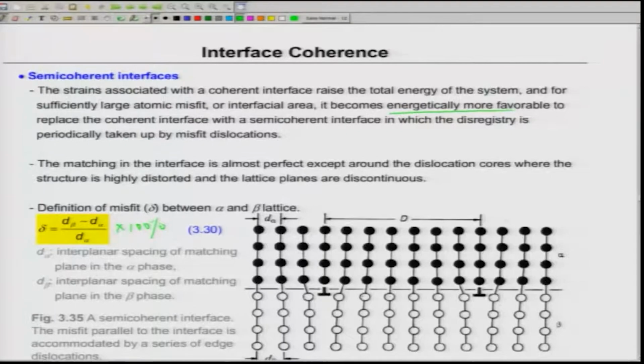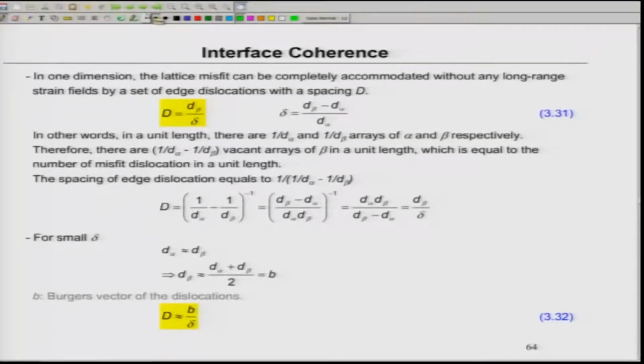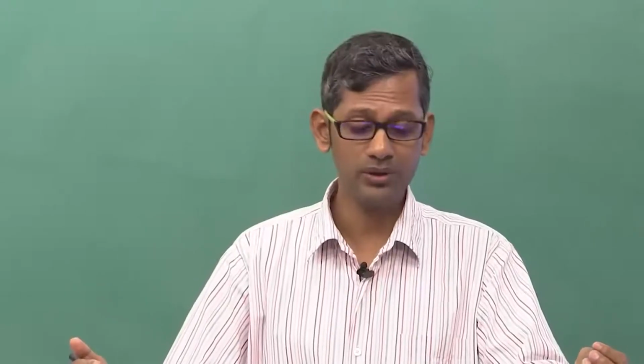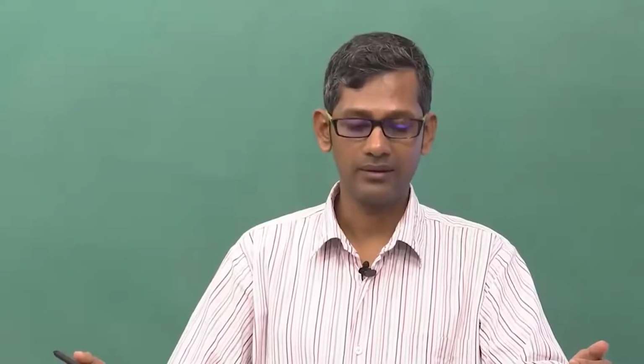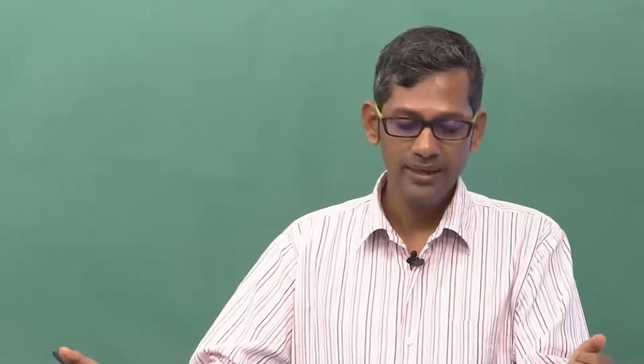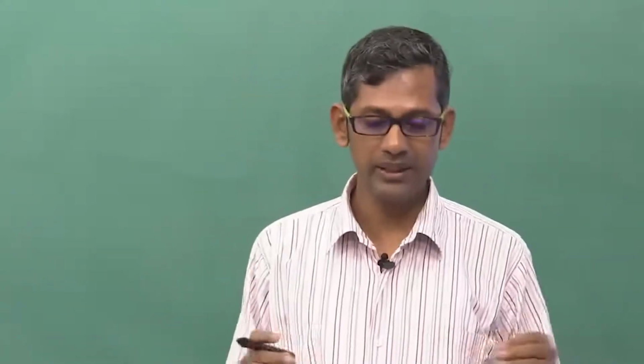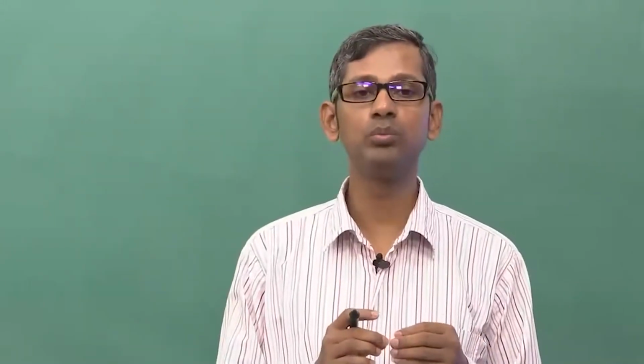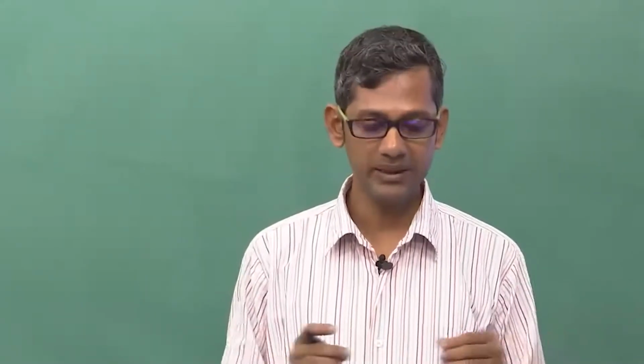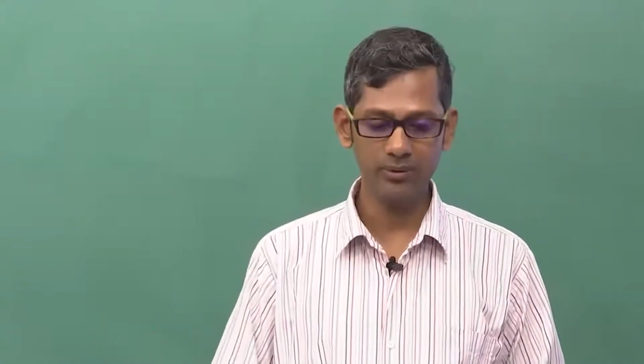Now, how does it affect the boundary energy? Okay. In one dimension, lattice misfit is completely accommodated without any long range strain field by a set of dislocations. This basically looks like a low angle grain boundary. There are a lot of dislocations, and the spacing between dislocations is defined by d beta by delta, okay, where delta is the misfit. So, as the misfit increases, that means as the difference between the alpha and beta plane spacings increases, this d will become smaller.